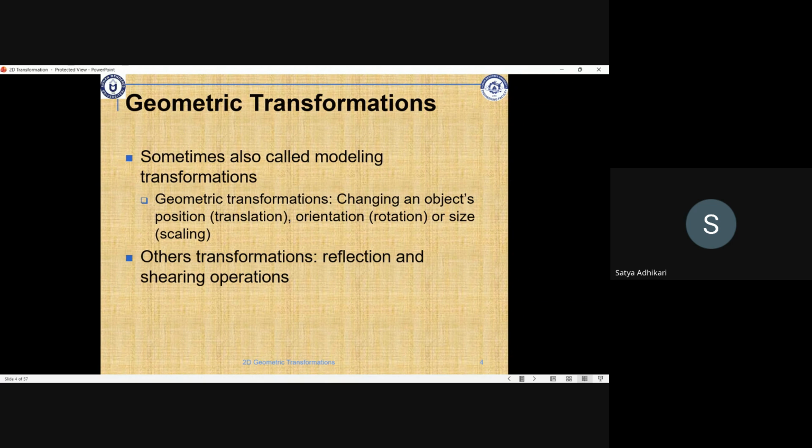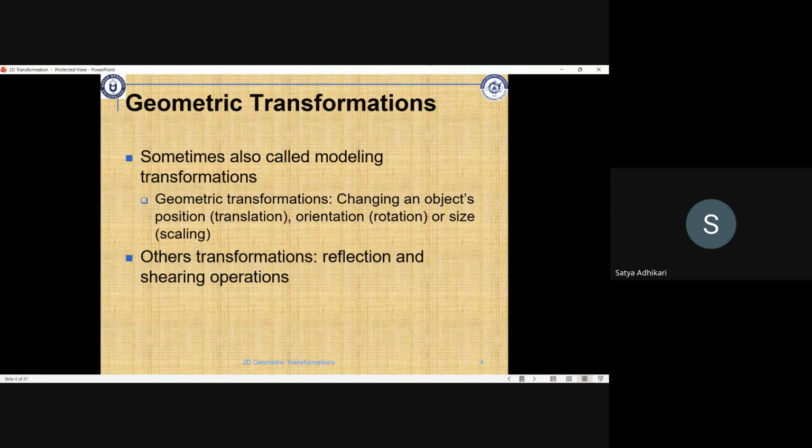And another transformation is reflection. That is, you can reflect an object. You will see your image when you are standing in front of a mirror. That is known as your reflection image. You will get it when you stand in front of a mirror. So this is the reflection image.